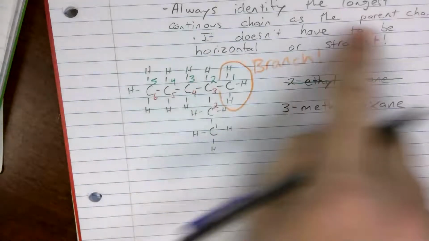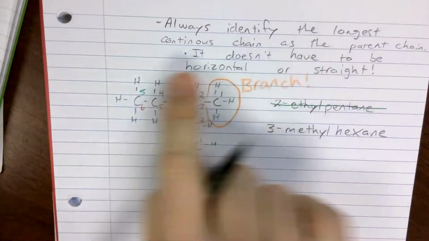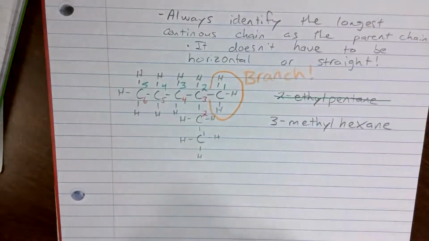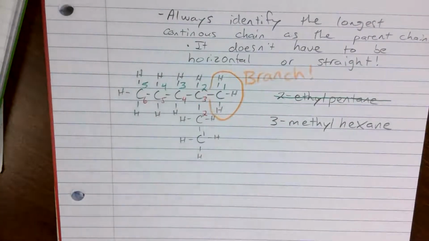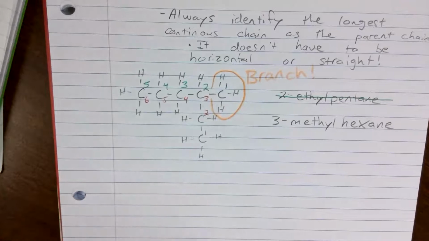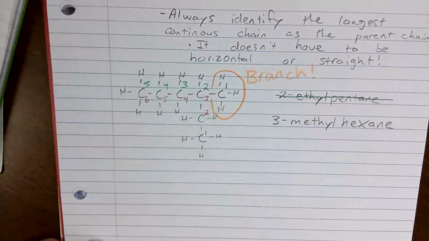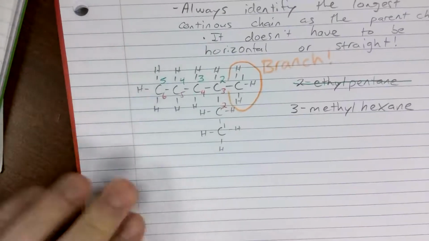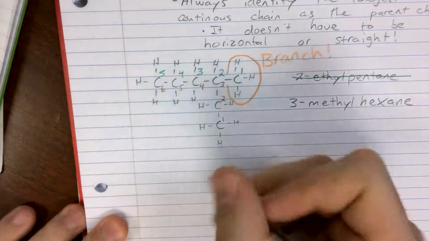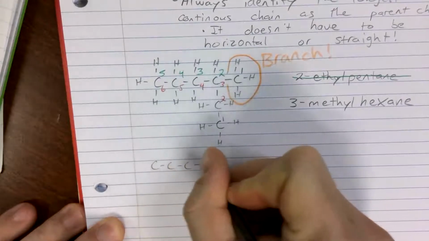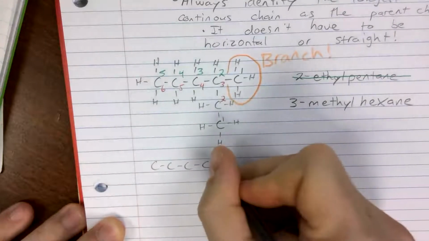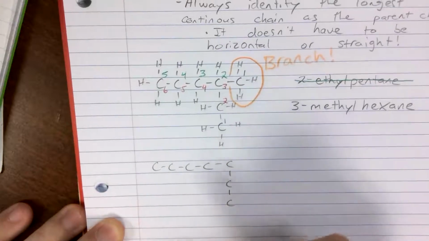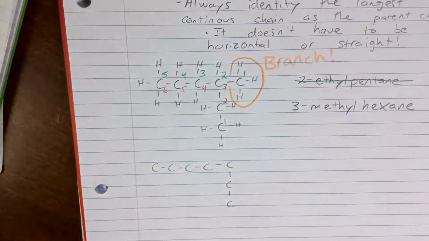So again, the rule is always identify the longest continuous chain as your parent chain. The tricky part is it's not always a straight chain. So sometimes you just got to take a step back, look at it from outside the box. If you're not a fan of that type of stuff, it gives you headaches, you don't like it, sorry. Hopefully you guys enjoy a challenge, okay? It makes it kind of fun. All right, let's do another one. Let's see how you guys do with this one. You see it?